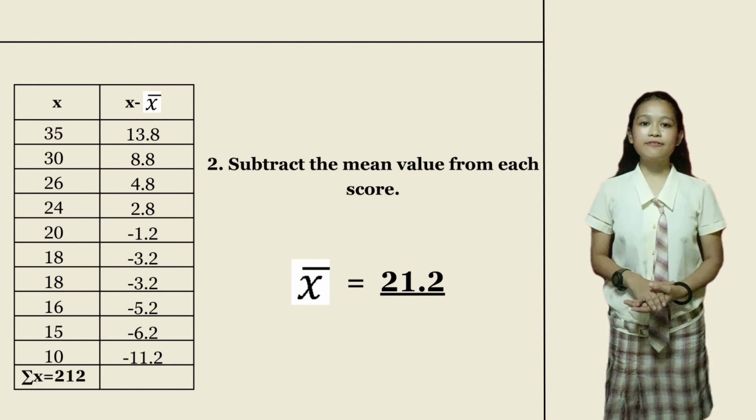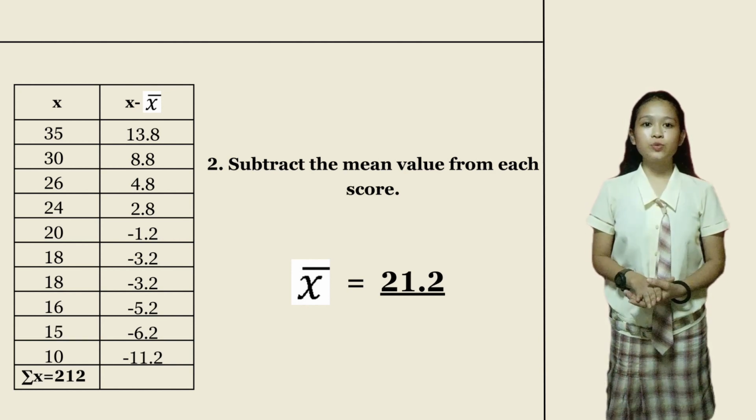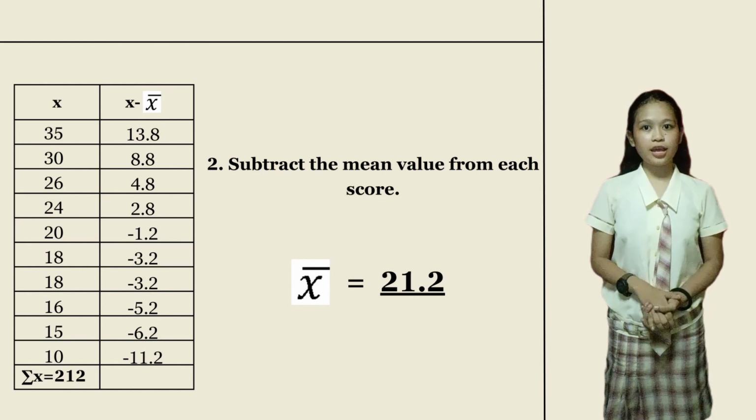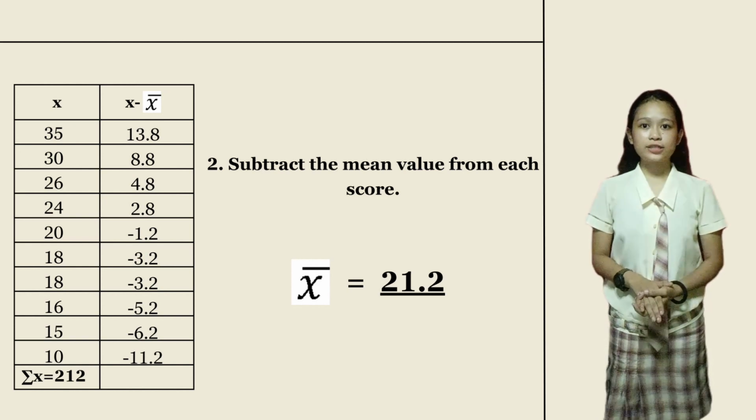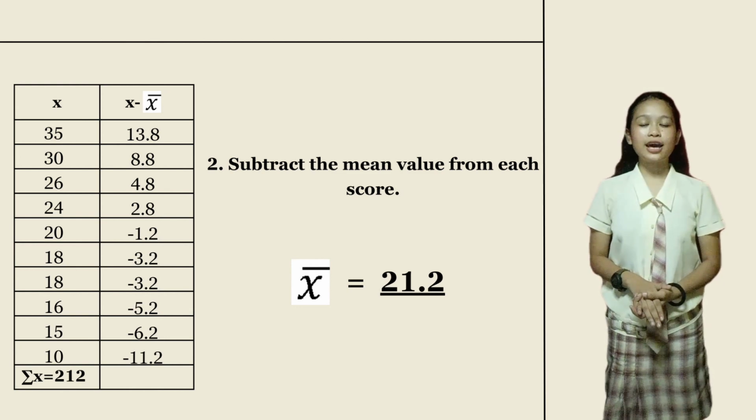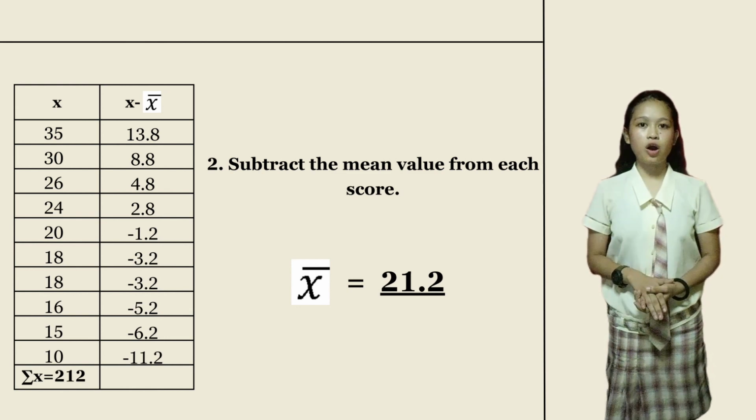Since our mean value is 21.2, we simply subtract the mean value from each individual score. So 35 minus 21.2, we get 13.8. 30 minus 21.2, we get 8.8. 26 minus 21.2, we get 4.8, and so on.